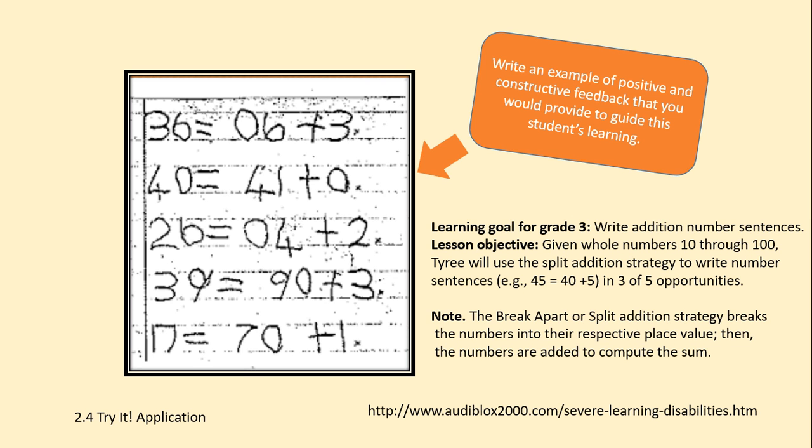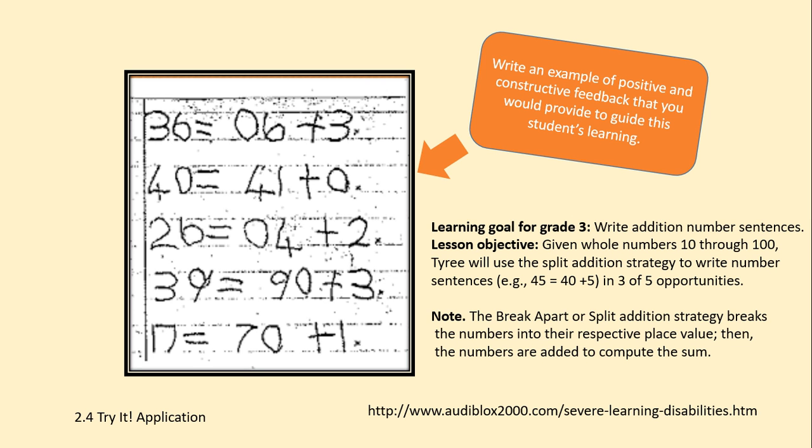Try it application 2.4. Take a look at the work sample on the slide. We see 5 rows of student-written addition problems. The student has written 36 is the sum of 6 plus 3, for example, in row 1. The learning goal, lesson objective, and a note are provided.